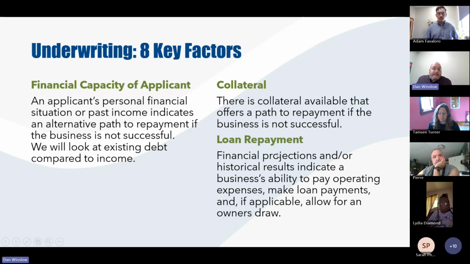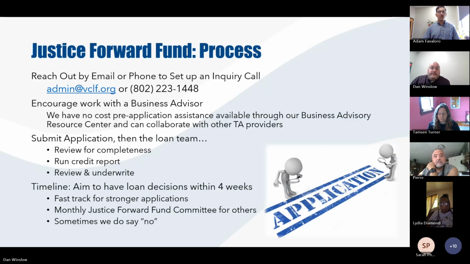Last one's loan repayment. And so financial projections and or historical results indicate a business's ability to pay operating expenses, make loan payments, and if applicable, allow for an owner's draw. Where that wouldn't be applicable is like maybe a nonprofit or something. But in general, we want people to be building wealth and making owner's draws from their business and have the businesses be successful. So, and here's our contact information if you want to reach out.